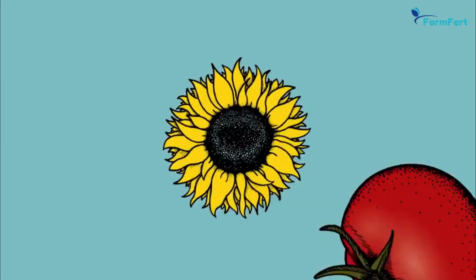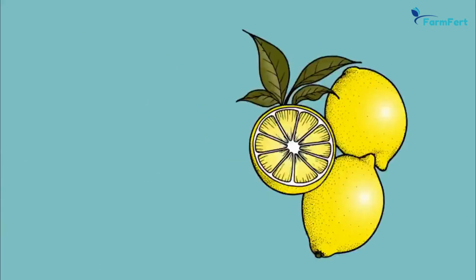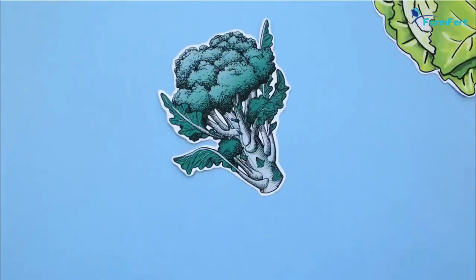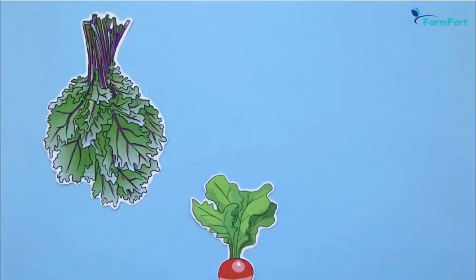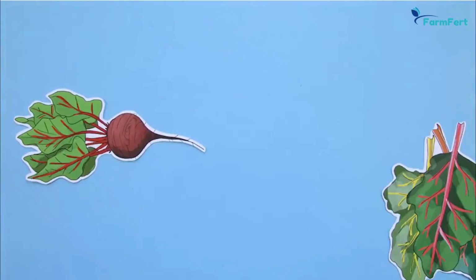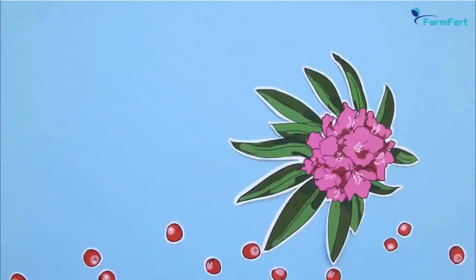Though most commonly grown plants will benefit from mycorrhizal applications, there are a few exceptions. The Brassica family, which includes plants such as broccoli, cabbage, radishes, and kale, is one. Beets, chard, blueberries, cranberries, and rhododendron are some others.